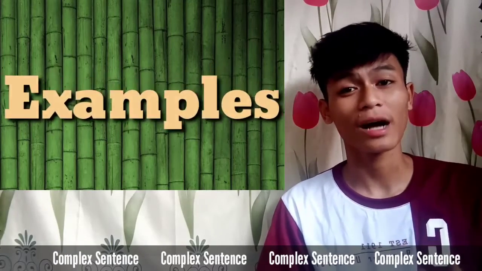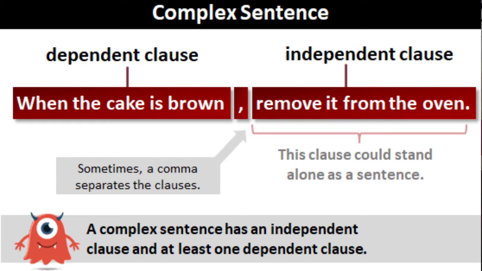Let's take these examples. So, when the cake is brown, remove it from the oven. This sentence is an example of a complex sentence. Why? Because this sentence contains one independent clause and one dependent clause. So where are these clauses found in that particular sentence? Here, the independent clause is remove it from the oven. It is very clear that it can stand as one sentence. And the dependent clause in this complex sentence is when the cake is brown. It cannot stand on its own.